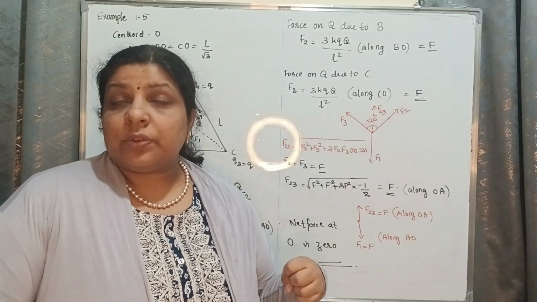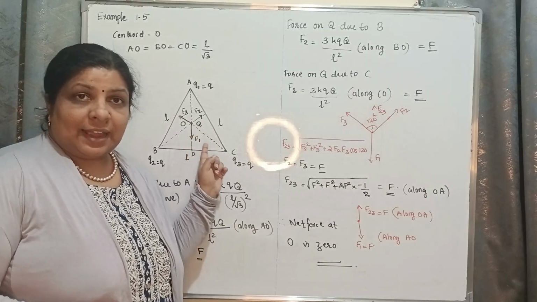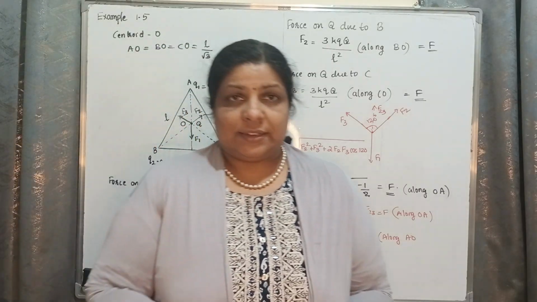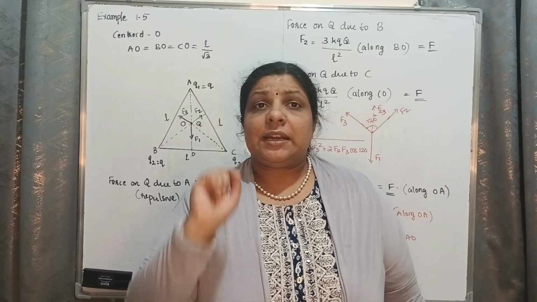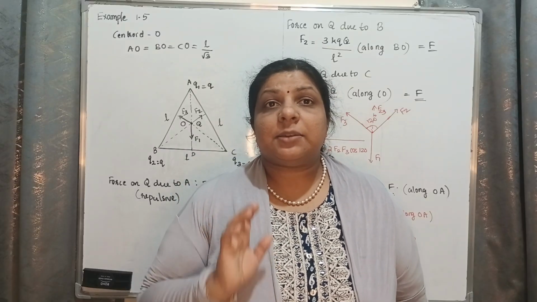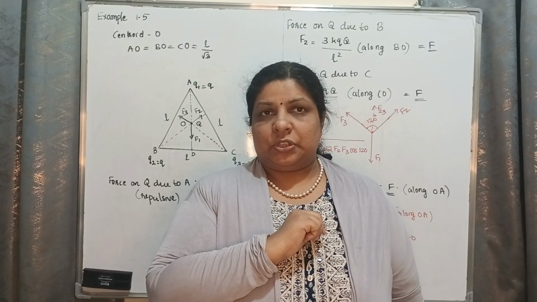Placed at the centroid of the triangle as shown in the figure. So this is the centroid of the triangle. So the charge capital Q is placed at the centroid of that equilateral triangle. So we have to find the net force on that capital Q charge. So here we are applying the concept of superposition. Coulomb's law obeys the principle of superposition.